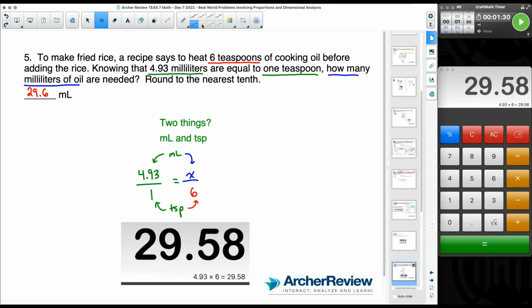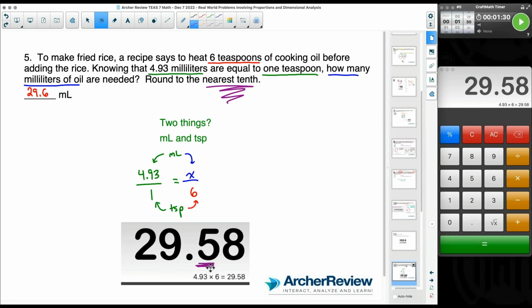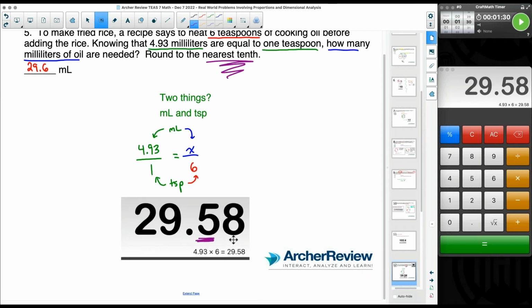And it does say to round to the nearest tenth. The tenths place is this digit right here. It's the first digit to the right of your decimal. That's the tenths place. And I did do a webinar on place value as well. That was earlier in this long series of webinars. But the tenths place is the 5. The 8 tells the 5 to go up, which is why we're going to have 29.6.